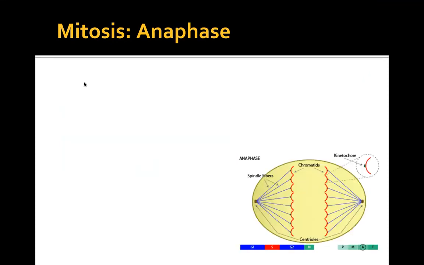All right, so our next phase is going to be anaphase. I think anaphase starts with A, and the word apart starts with A. So in this phase, the replicated chromosomes are going to be split apart.